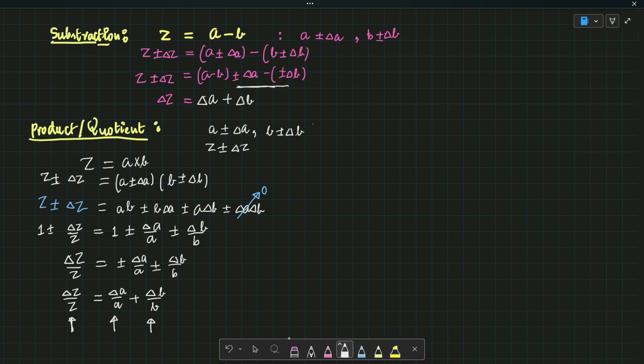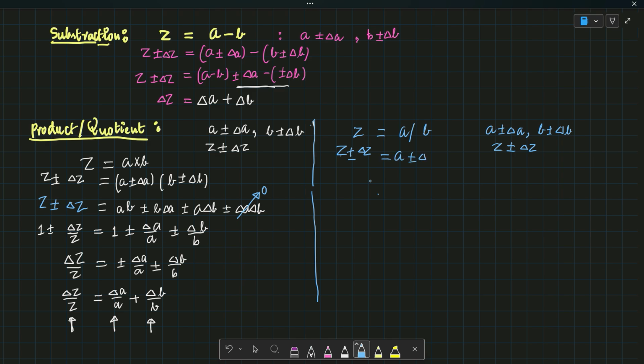So hopefully this makes sense. Okay, so we'll now try to see in case of quotient how. So let's say that our Z is defined by A by B. We know that our measured quantity A is reported like this: A plus minus delta A, B plus minus delta B. And we know that Z will be reported like Z plus minus delta Z. So we'll write it like this: Z plus minus delta Z, and this should be written as (A plus minus delta A) divided by (B plus minus delta B).